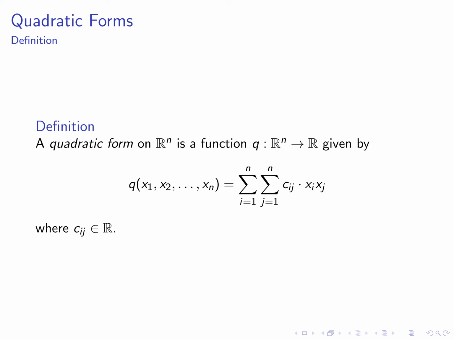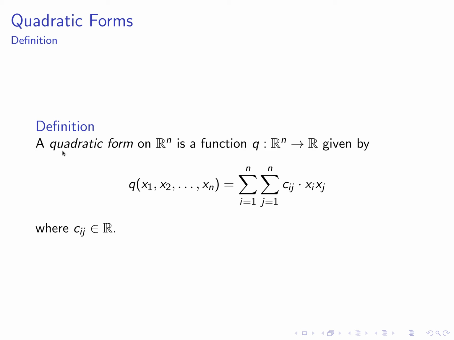To introduce the concept, I'd like to start with a seemingly unrelated concept that ends up playing a foundational role in this theory. And this is the notion of a quadratic form on n variables. So what is a quadratic form?